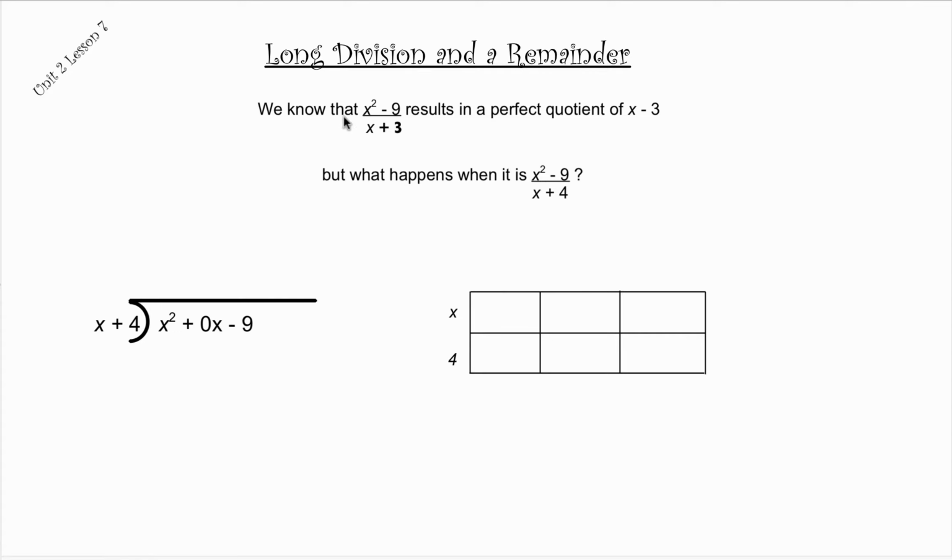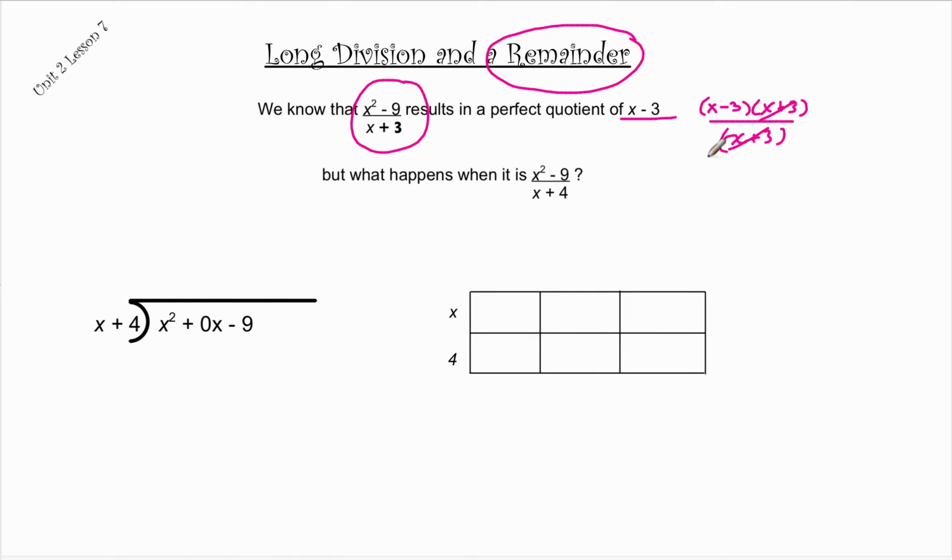So we know that if we have this particular problem, x squared minus 9 over x plus 3, we know that we can factor it into x minus 3, x plus 3. Below, we have x plus 3, and we cancel out, leaving us with the quotient x minus 3. But what happens when it's not a perfect division? In other words, we have a remainder. Something doesn't go into something equally.